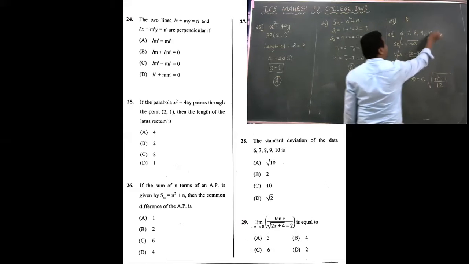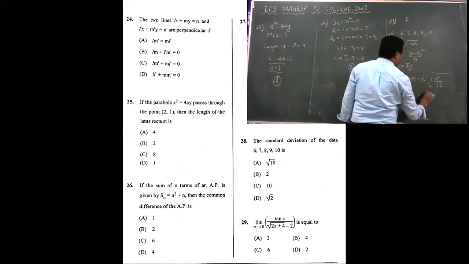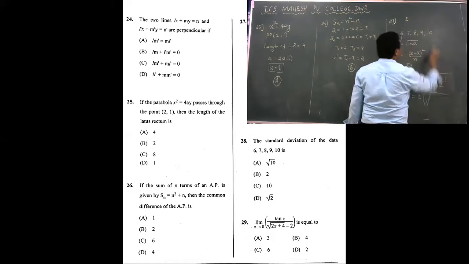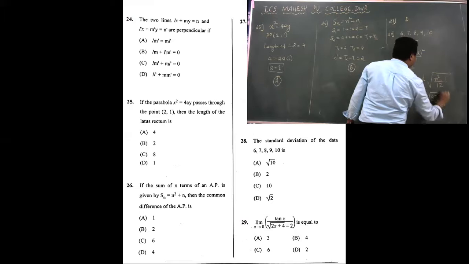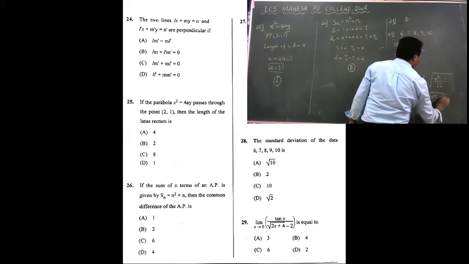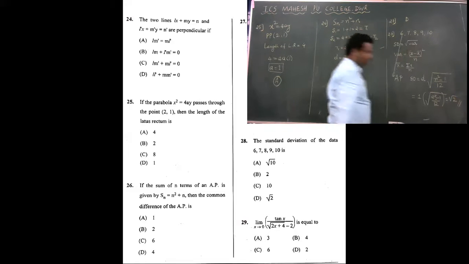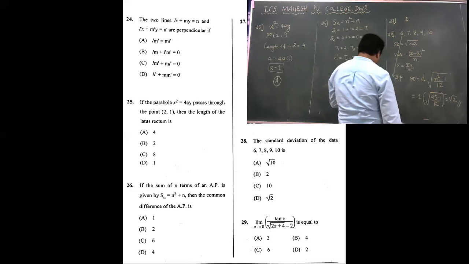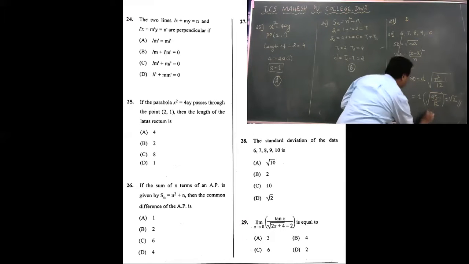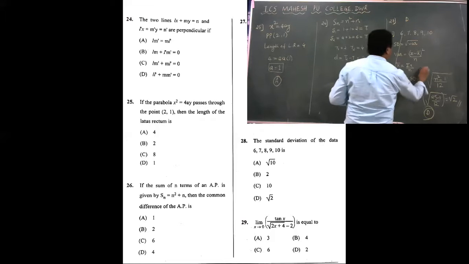Now observe, from this data, what is the common difference? The common difference is 1. And hence, square root of n squared minus 1 divided by 12, where the number of terms is 5, so 25 minus 1 is 24. 24 divided by 12 is 2, so root 2 is the right answer. So we should go with option D. Option D is correct.